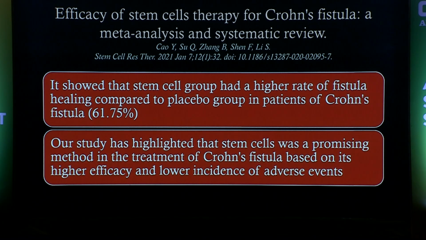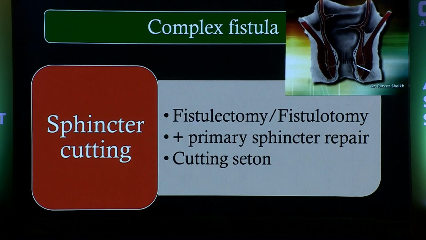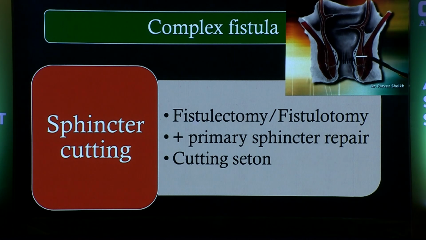So these are some of the sphincter saving procedures for a transsphincteric fistula. What about sphincter cutting? As I said, if you cut the sphincter, you have a very high success rate. You can cut the sphincter, either do a fistulotomy or fistulectomy. If you're cutting it at that level, it's better to suture it. If you're cutting it low down here, you don't need to suture, as I said. If you're cutting it here, you may not get gross incontinence, but if you suture it, you can improve the continence.